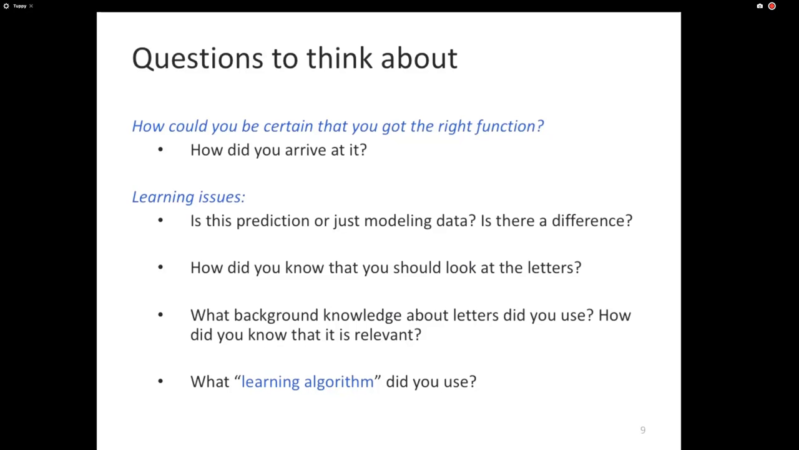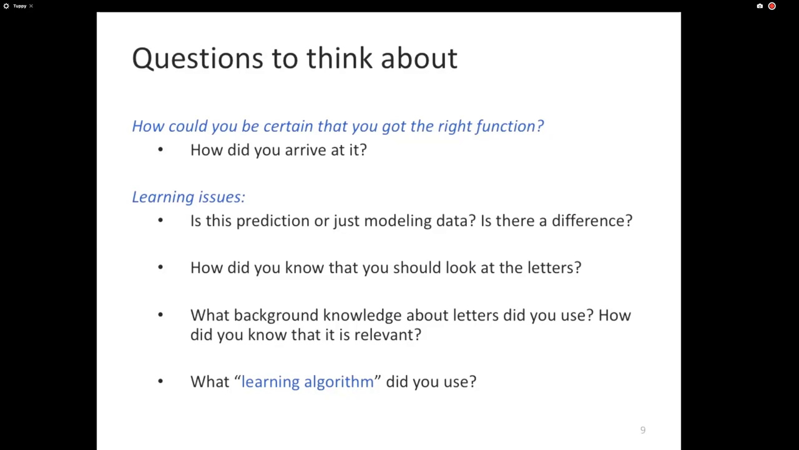Another question that's actually quite interesting is, how do you know you should look at the letters of the name? How do you know it's not about the sounds? How do you know it's not about something else about the name? I can't think of anything else right now, but how do you know it's about the letters? How do you know this concept of vowel that you mentioned? What's a vowel? I didn't give you that. The data doesn't tell you what a vowel is.